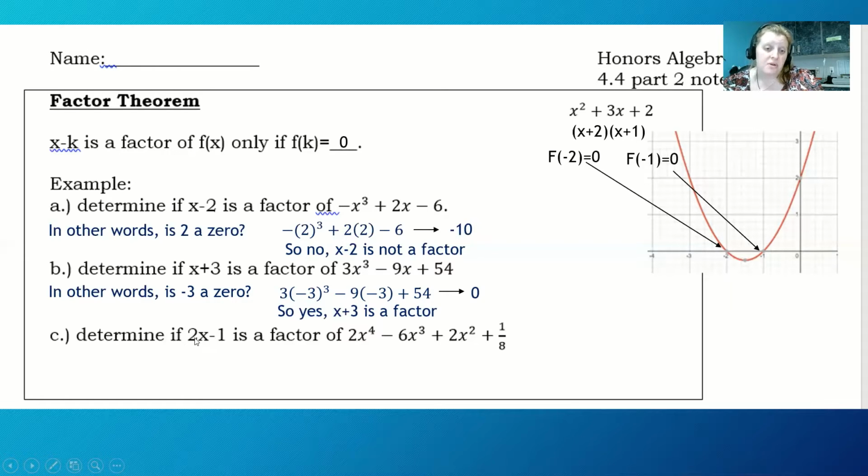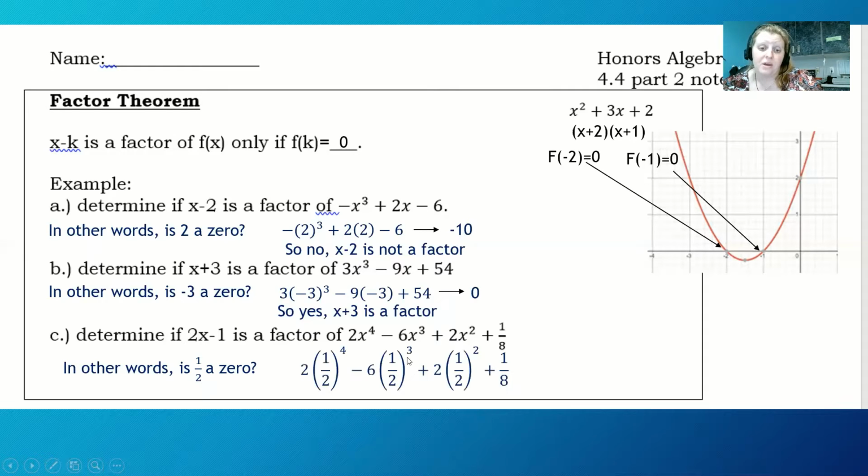So if I give you 2x minus 1 and ask if that's a factor, well, if you would set 2x minus 1 equal to 0, you would get 1/2. So we need to see if 1/2 is a 0. So we just simply substitute 1/2 in for x, and we actually will get 0. So yes, 2x minus 1 is a factor. And that's basically how the factor theorem works. So you're really just looking to see if you get an answer of 0 whenever you plug something in.